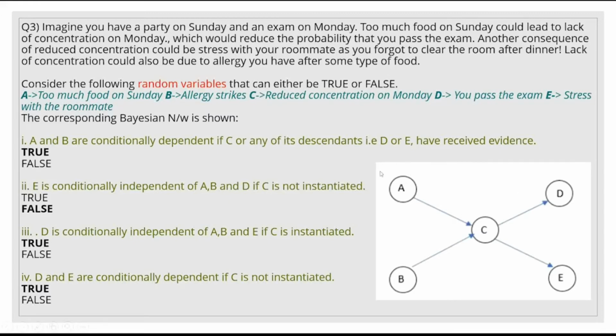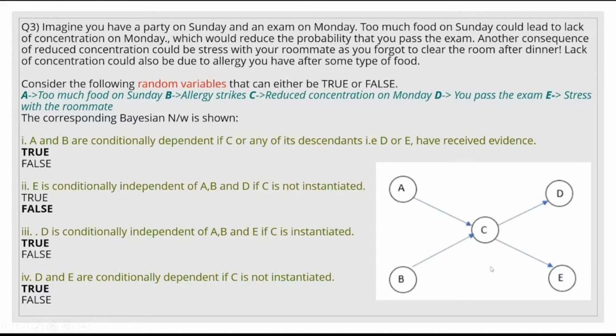Now suppose A and B are conditionally dependent if C or any of its descendants, that is D or E, have received evidence. We have to state if this statement is true or false. Definitely this statement will be true, because these two, that is having too much food on Sunday and allergy striking, are dependent conditionally on C, that is reduced concentration on Monday. So that is definitely a true statement.